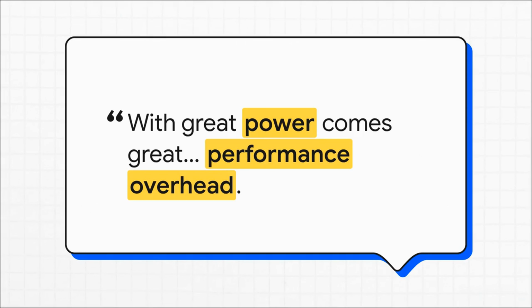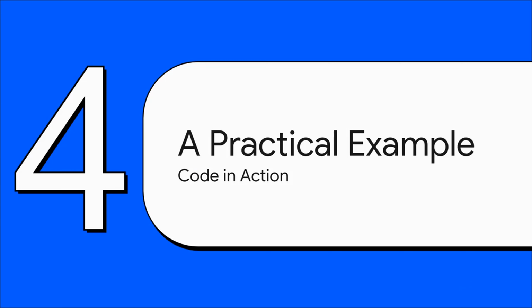This quote just nails it, doesn't it? It's the core dilemma of reflection. The power is huge, but it comes at a price. And that biggest price is almost always performance. It's the number one reason developers are so cautious about reaching for it. All right, that's enough theory. Let's see what this actually looks like in practice. How do you tell your code to pick up that magnifying glass and start looking around? Let's get our hands dirty.